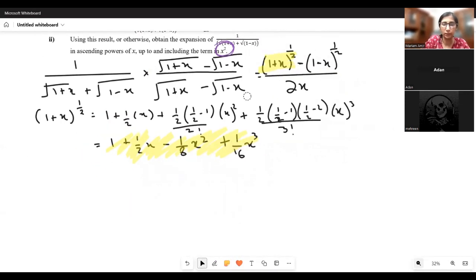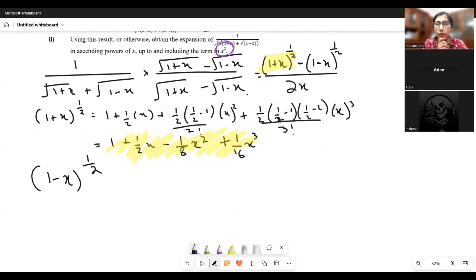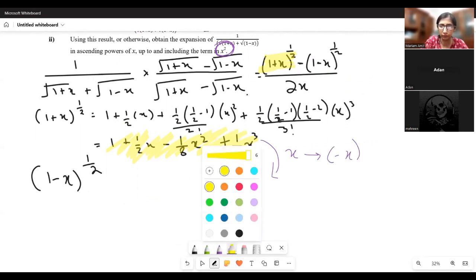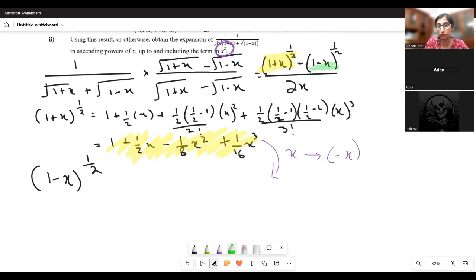So the other one is 1 minus x power. In fact, we don't have to redo this. What we'll do instead is replace the x here with minus x, because that's the difference between the two binomial expressions. In one of them, x is positive, in the other one, x is negative, and the rest of it is the same. So if you've expanded one of them, now do what? Replace x with minus x.